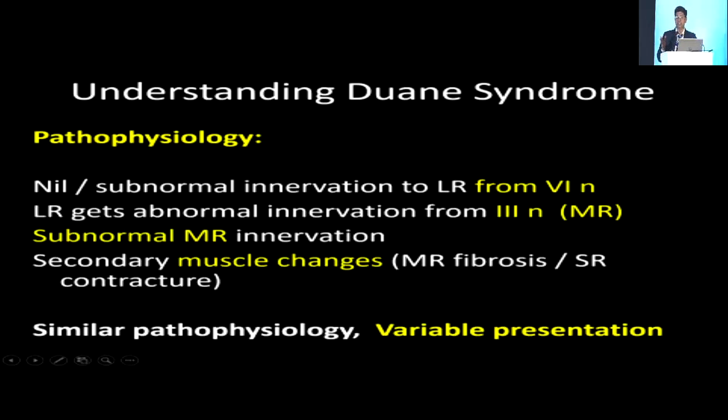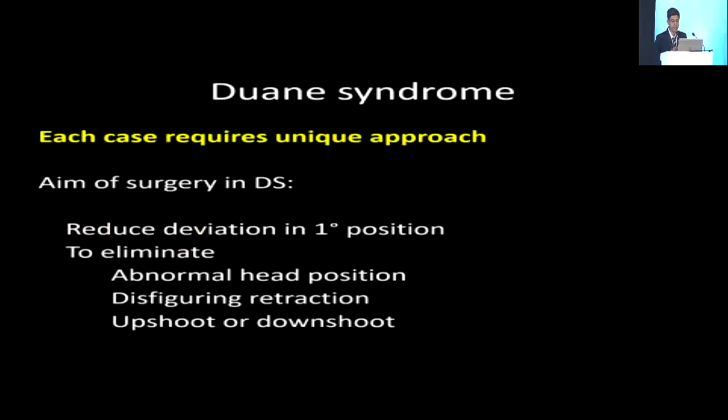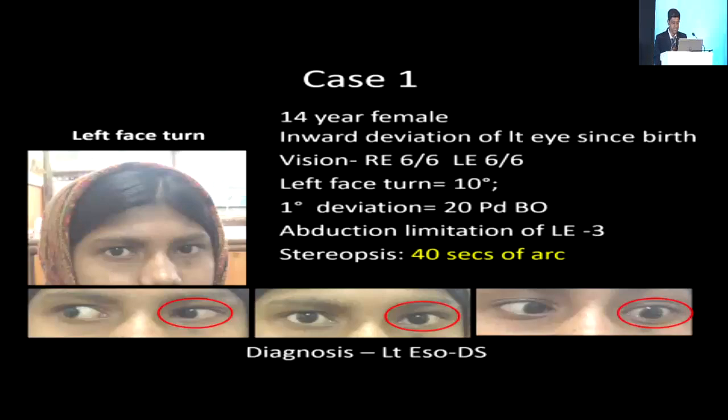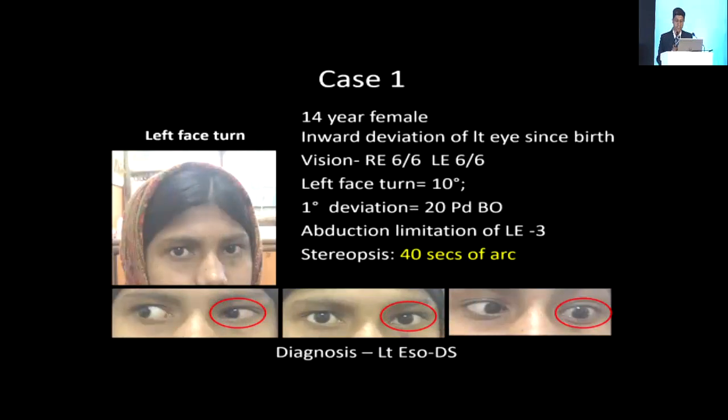And then the different presentations are because of the secondary muscle changes. So you may have a fair amount of similar pathophysiology, but we'll see wide variability in the presentations, and each case will therefore require a unique approach. Our aim of surgery can be to reduce the deviation in primary gaze, to eliminate the abnormal head posture, and the disfiguring retraction, with or without the presence of upshoots and downshoots. We'll run through a few cases. This is an esso-Duane's. You can see the narrowing of the palpebral fissure and the abduction deficit. Good stereopsis.